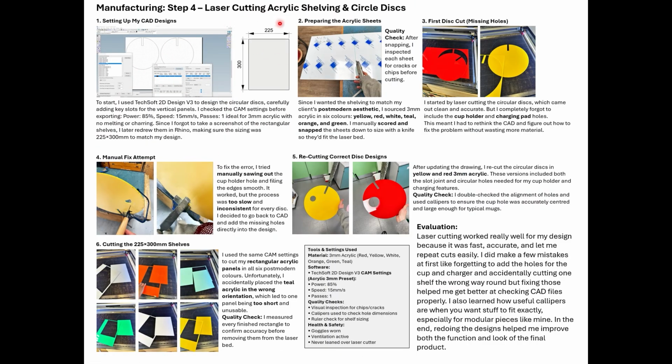Now, this is the laser cutting and acrylic shelving. Laser cutting the acrylic shelving and the circle discs, which I did all on, what did I do? TechSoft 2D Design version 3, which was really easy. I did actually cut the circle disc at first without the cup holder and the wireless charging ring. And then I tried to manually saw it out. It was not successful at all.